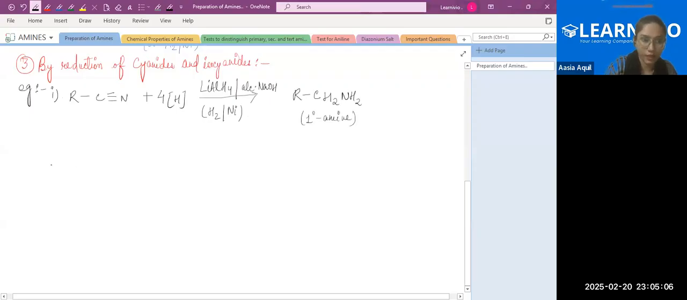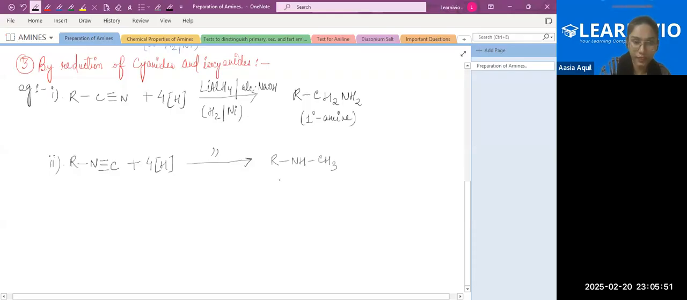But in the other case, when we use isocyanide, which is RNC, and we do hydrogenation here, again with the same reagents, what will we get? We will get R-NH-CH3.